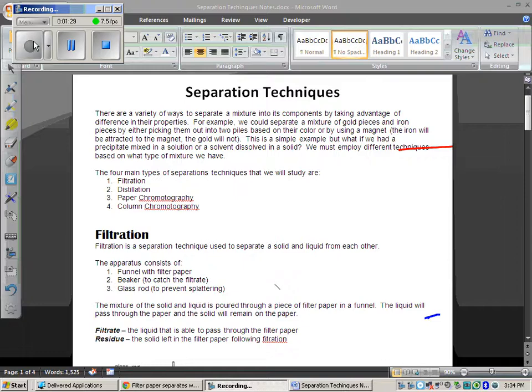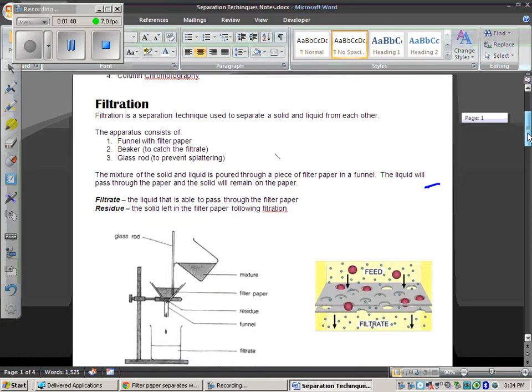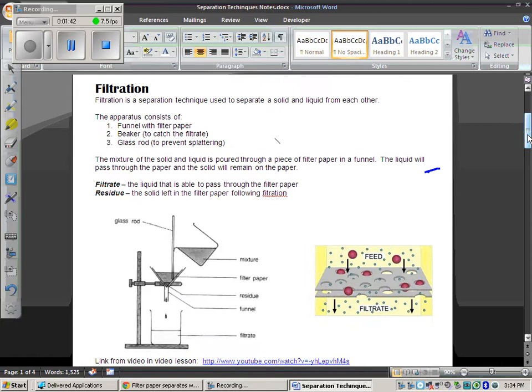We're going to start this lesson, the first one, with filtration. The four we're going to be discussing, you can see here, are filtration, distillation, paper chromatography, and column chromatography. So let's go ahead and start with filtration. Now, filtration is the one you're probably the most familiar with. You did do this in honors chemistry with that lab that I was talking about, when you needed to separate the liquid solution from the solid sand.